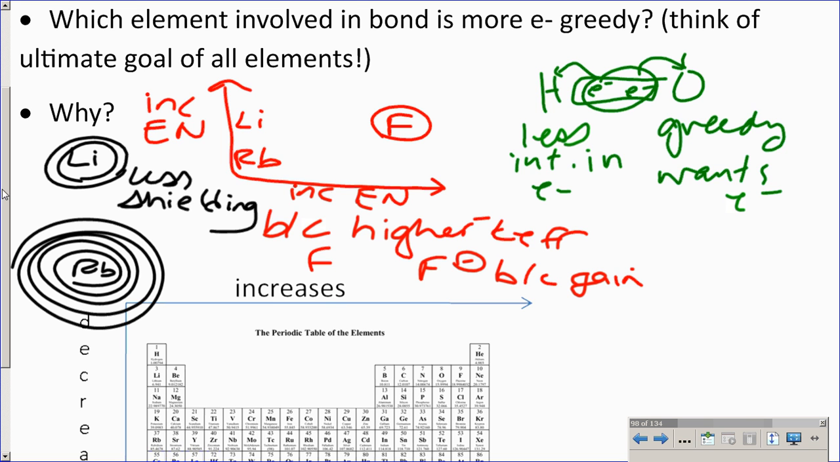Simple, sweet. Okay, this one has more. This one has less shielding, so the nucleus attracts electrons very well. That's a little bit more detailed. So lithium can attract electrons very well, so its electronegativity is larger because it can attract them better. Rubidium's shielding is very high, so the nucleus essentially doesn't even know what an electron is because it's way out there. So it can't even attract. It cannot attract an electron very well.